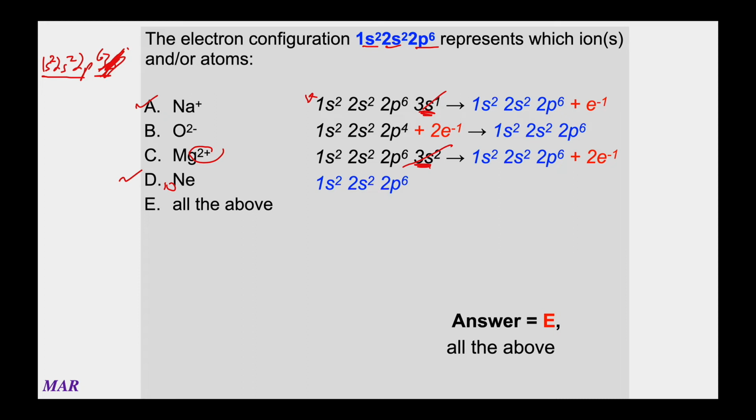Oxide, which I saved for last, you're adding 2 more electrons. It has a negative charge, so you're going to put them in the lowest unoccupied orbital first. 2p holds up to 6. Oxide also is 1s2, 2s2, 2p6. They're all the same electron configuration.